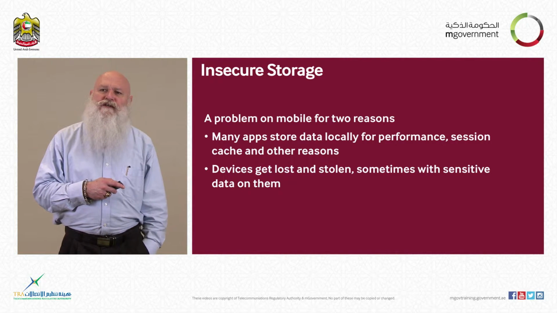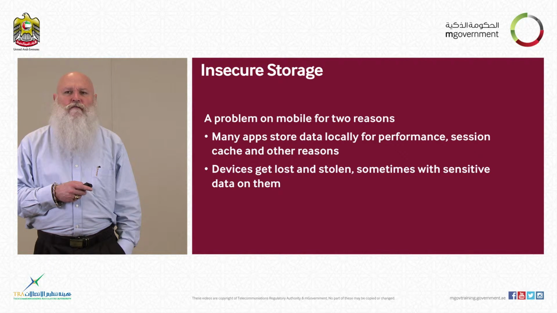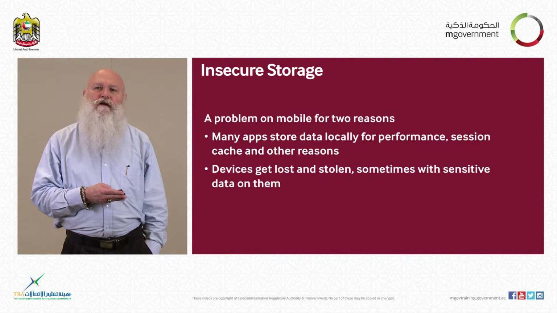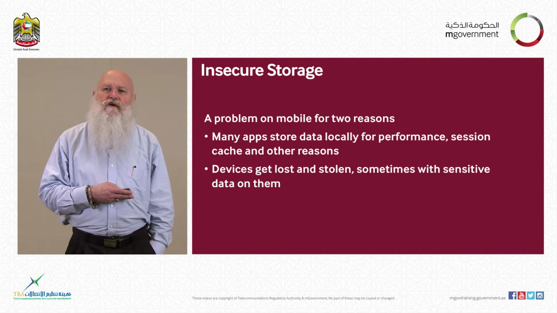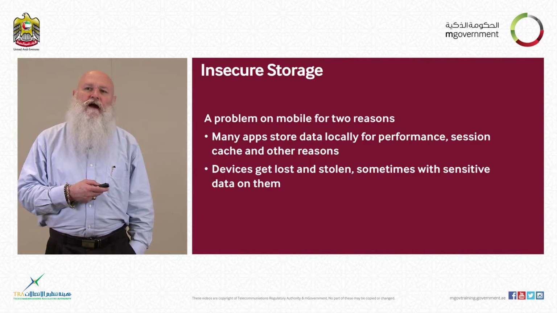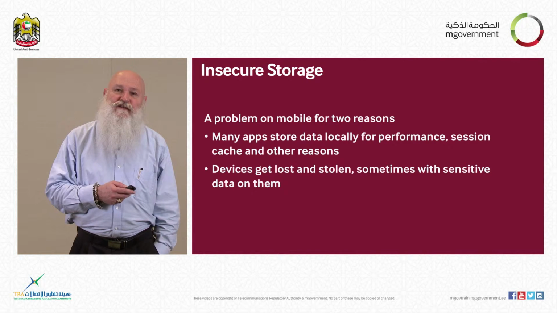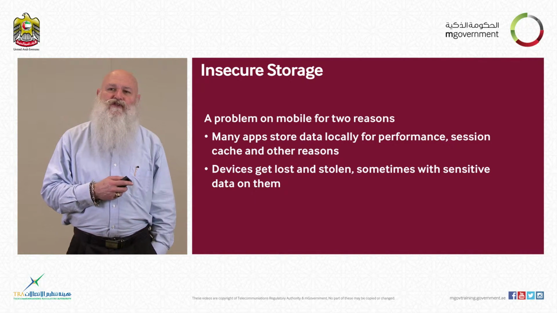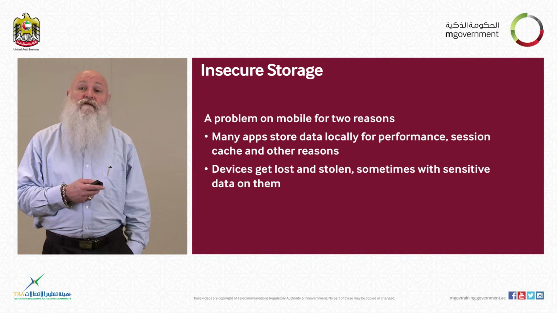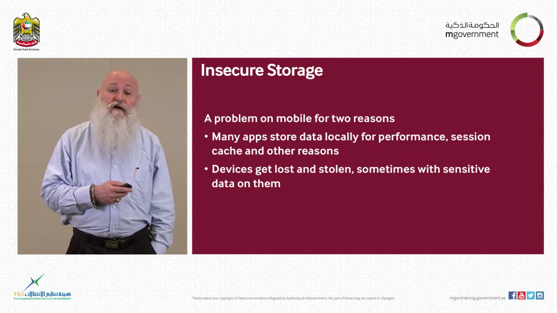Number one on the list for our consideration is insecure storage. Now this is a consideration for mobile for two reasons. First of all, many applications store data locally on the handheld for performance reasons or for reference when the mobile data connection is not available. How is that data secured? How is that data at rest secured? Is it encrypted? Is it stored to secure storage? Is it stored to removable memory? We don't know. These are all things that the designer and the programmer must consider.